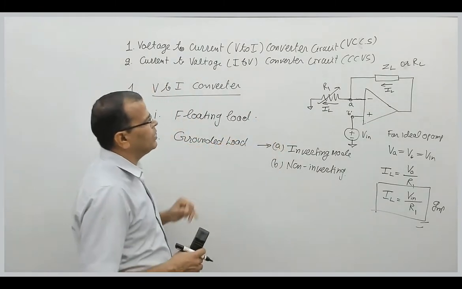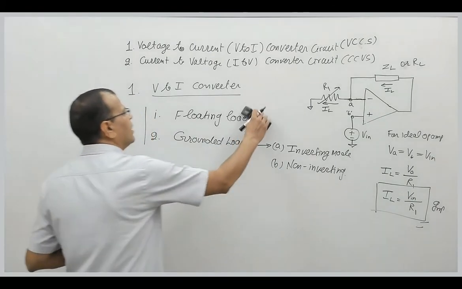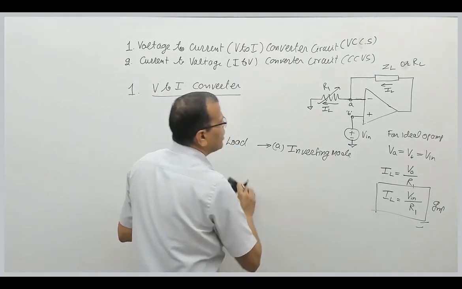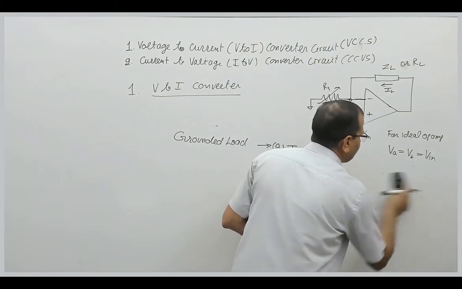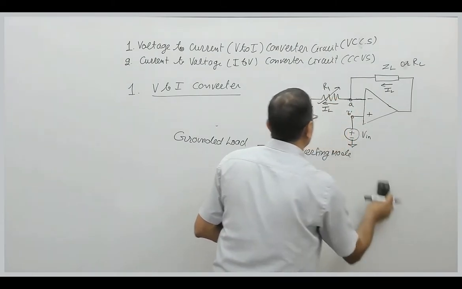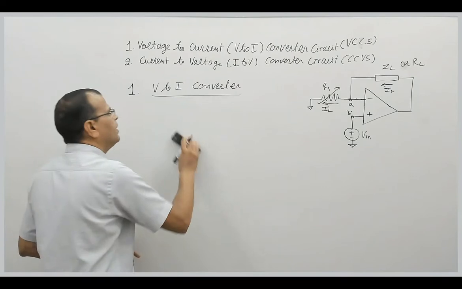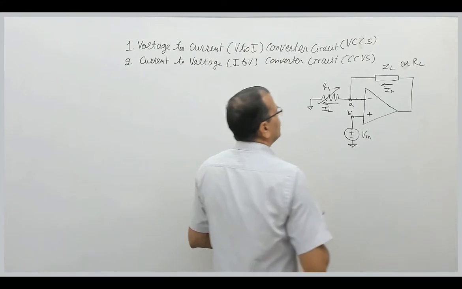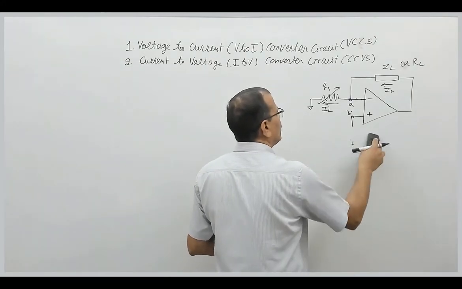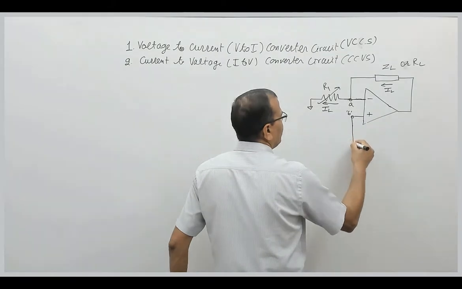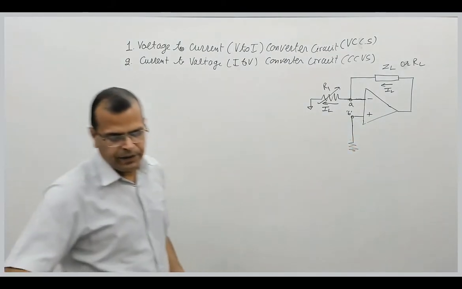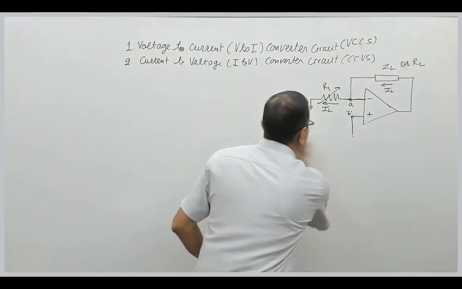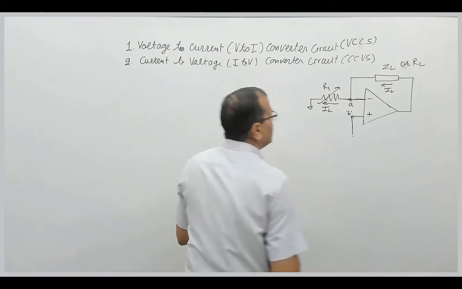Now let us talk about the second case, that is grounded load. In grounded load we will be talking about inverting mode first. Let us see the circuit. In this case, the circuit will be similar to what we discussed. Here I have load impedance. The circuit will be like this.